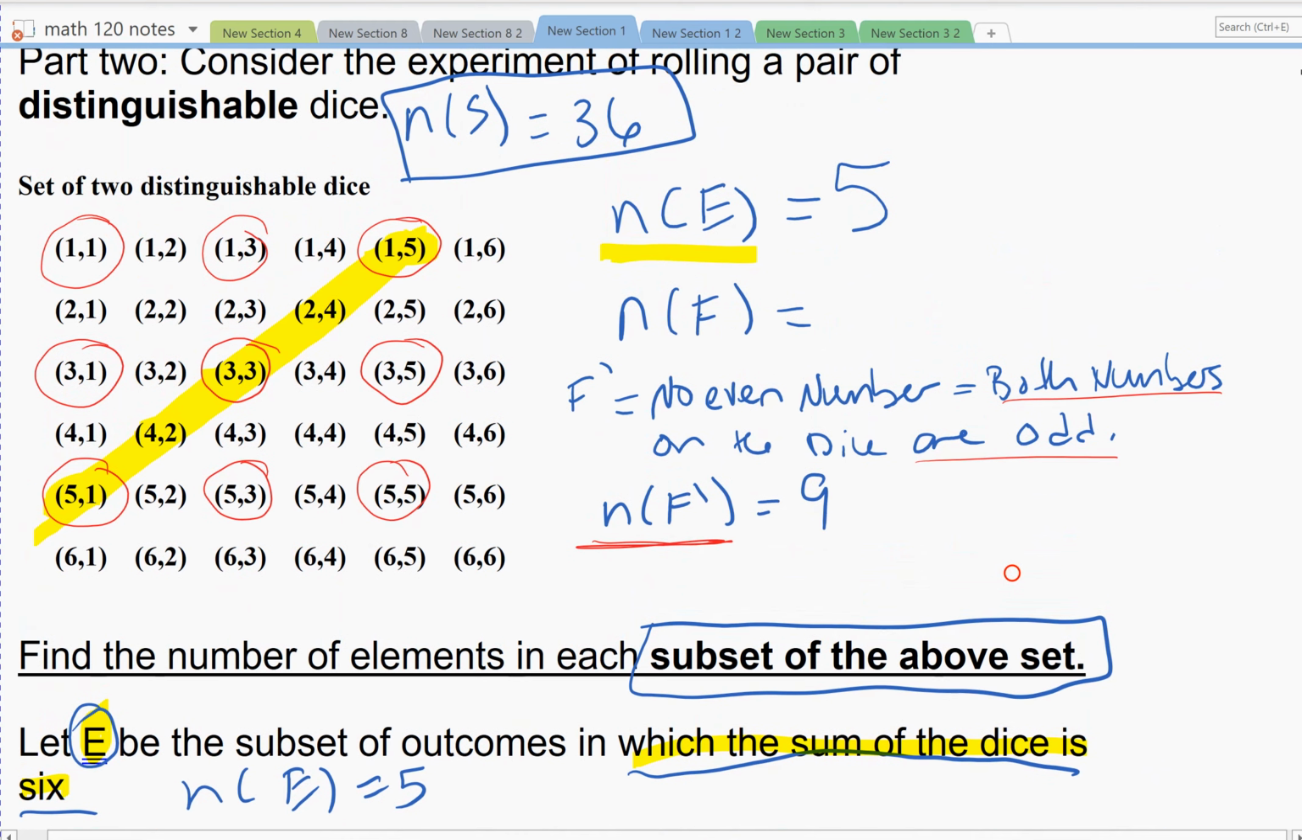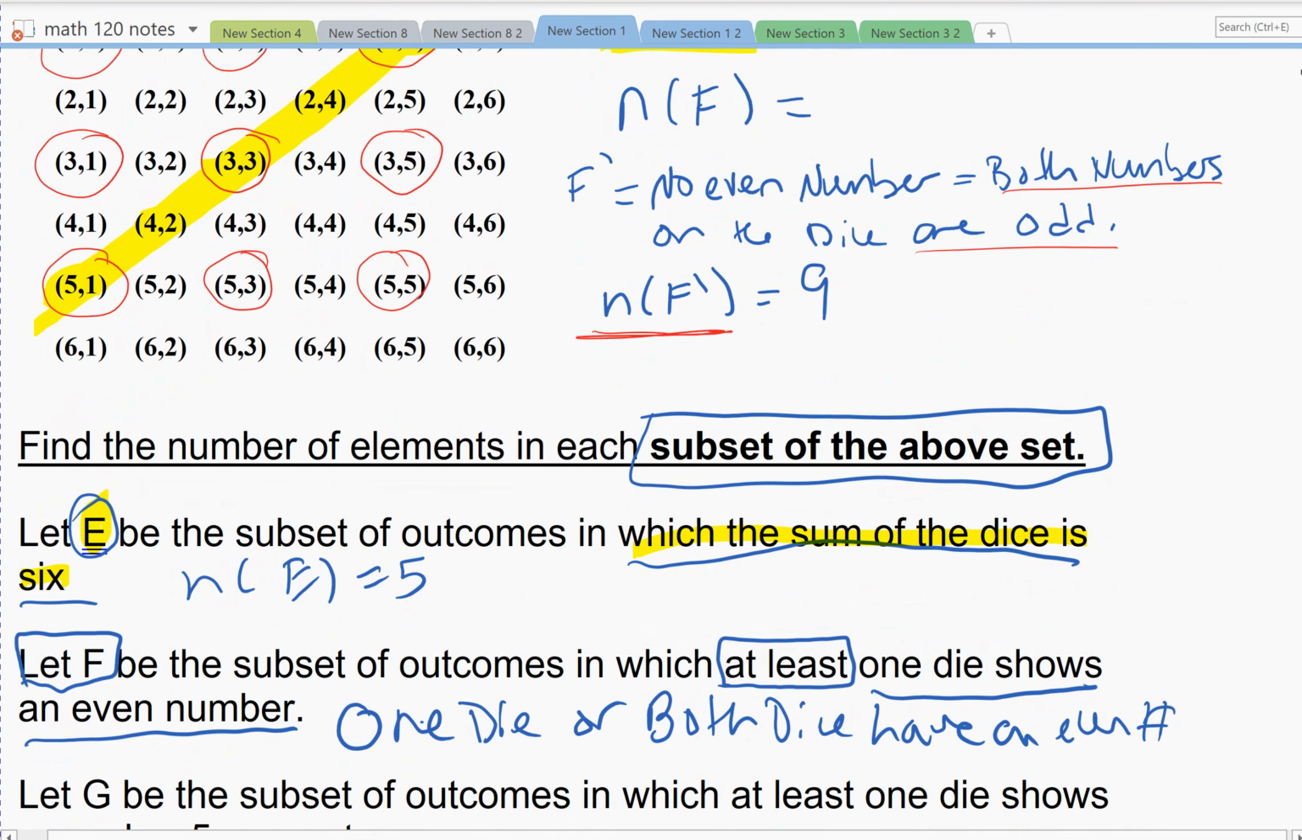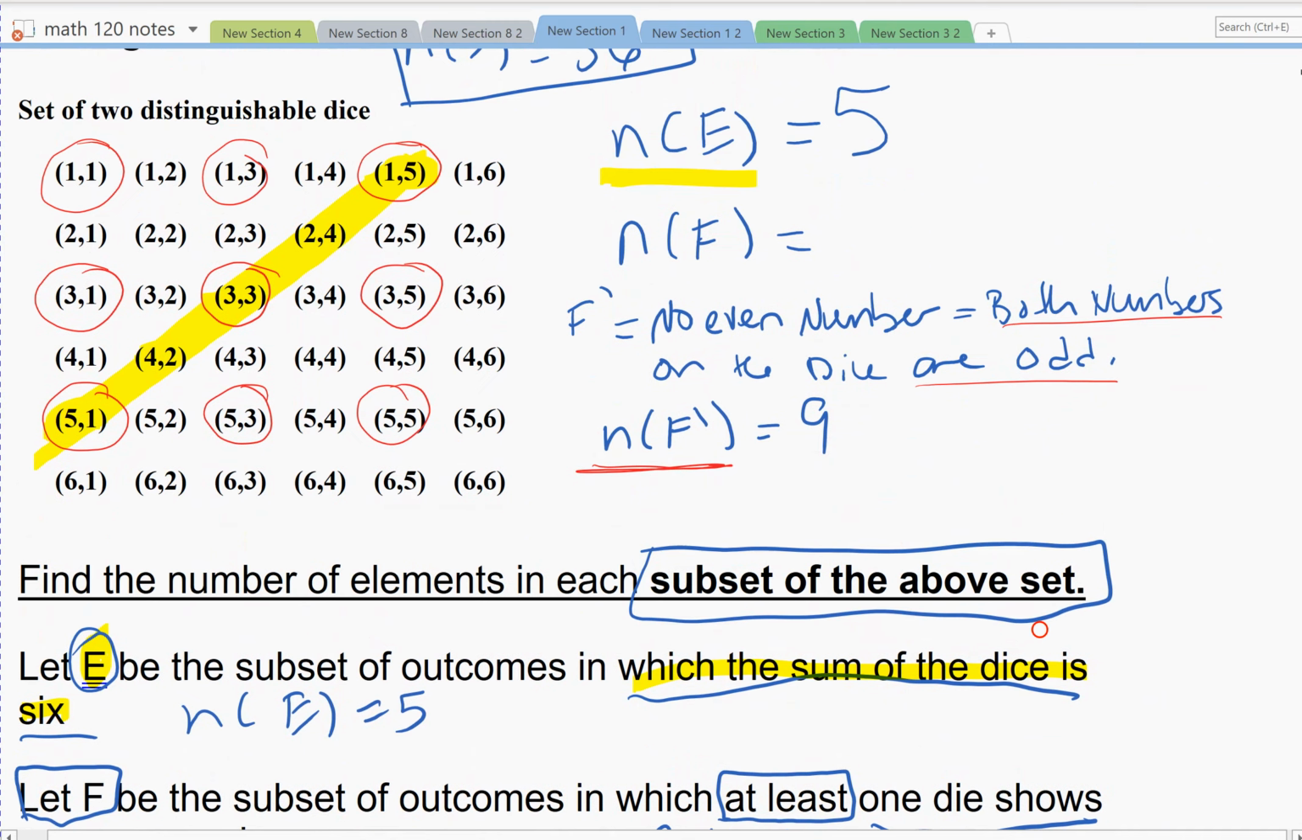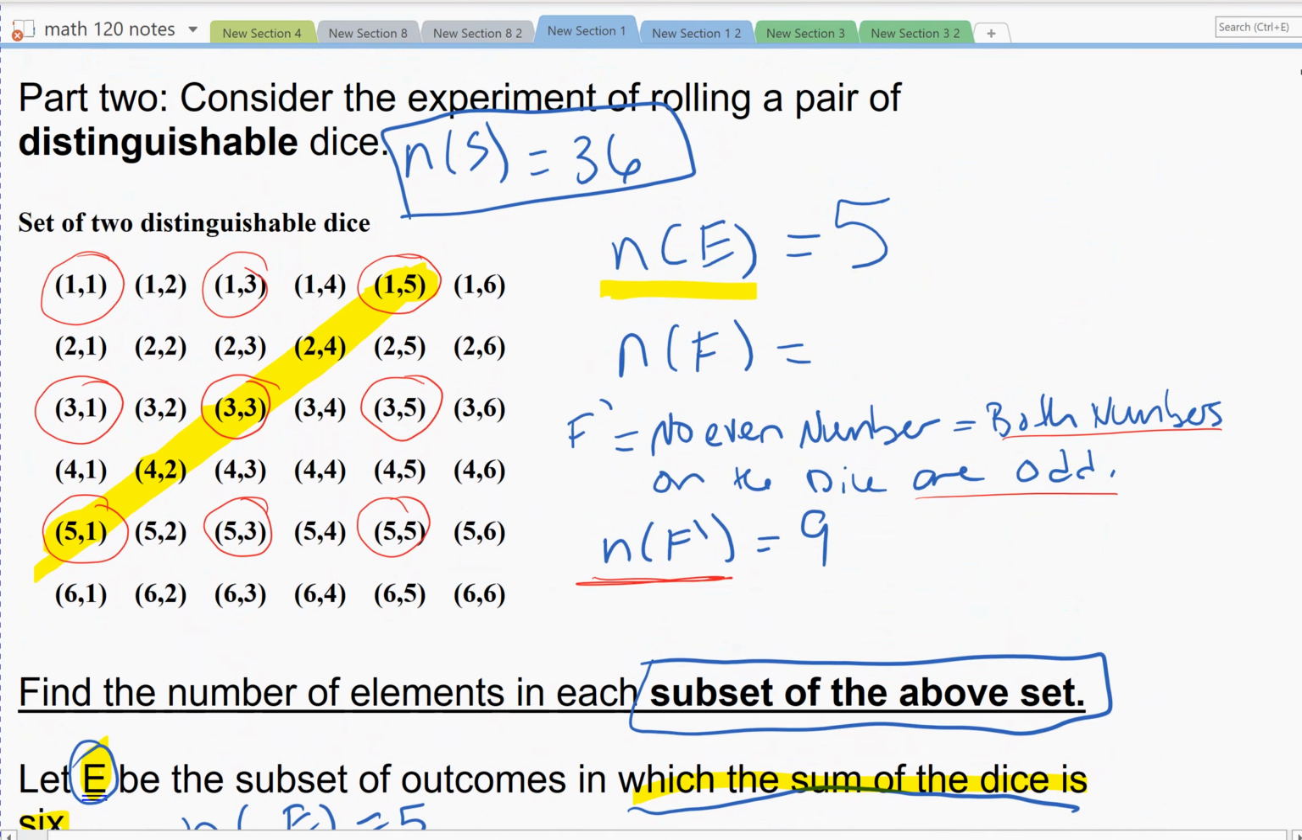So if there are 9 where both numbers are odd, which is the opposite of what I'm looking for in F, right? F wants at least one even number. Well, the complement would be, I take the total, which is 36, subtract away the 9 I don't want, where both of them are odd numbers, and I should be left over with the set I'm looking for. So 36 minus 9 is 27. So there should be 27.